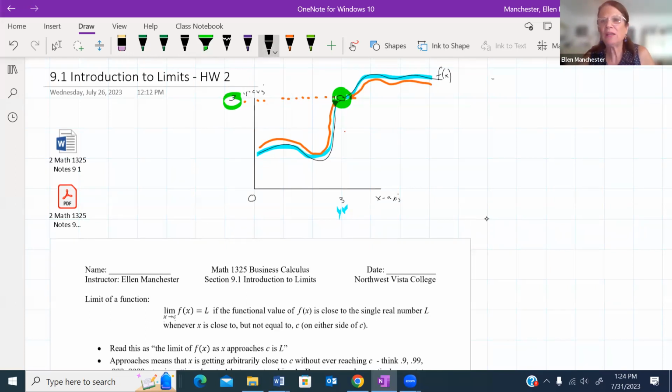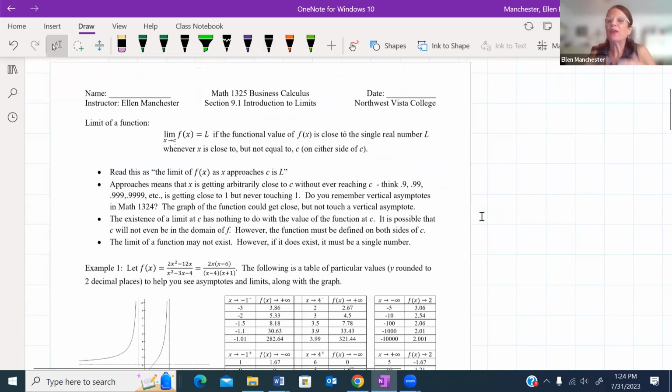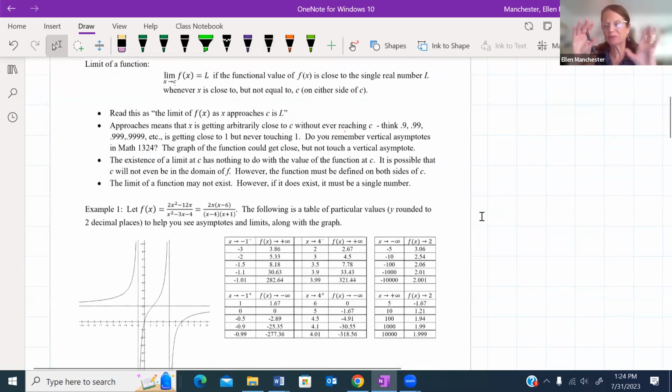So as you're reading, a limit will always equal the Y value. Where our fingers are coming to, that's what the limit is always going to equal, the Y value. All right, so that's the math part of it. This first part I'm going to go over a little bit, but it tells you how to read it.